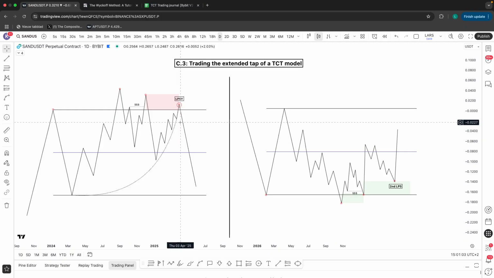When we're focusing on a Model 2 schematic, if we are in a Model 2 distribution, the retest that happens after our third tap has already taken place is something Wyckoff refers to as our LPSY. When we're within a Model 2 accumulation schematic and we get that retest after confirming our Model 2, that is something Wyckoff likes to refer to as our second LPS.